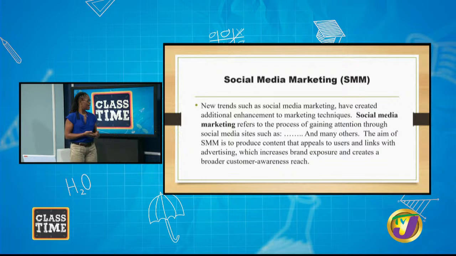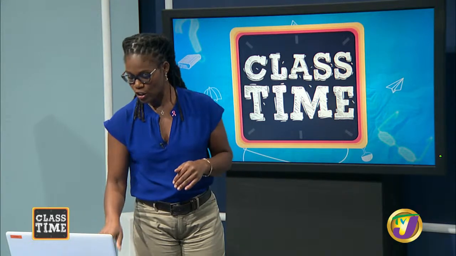So social media sites, such as, I'm sure you know them, YouTube, Twitter, Instagram, and of course you can add others to the list. Now, the aim of social media marketing is to produce content that appeals to the users and links with advertising, which increases brand exposure and creates a broader customer awareness. So more persons will know about your product across age groups, across cultures.